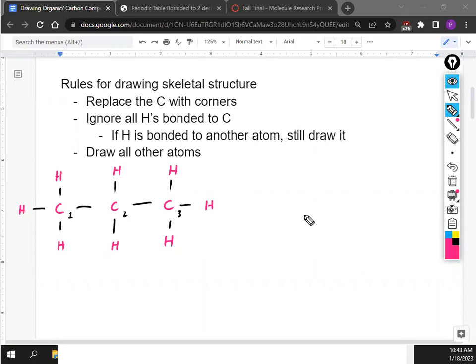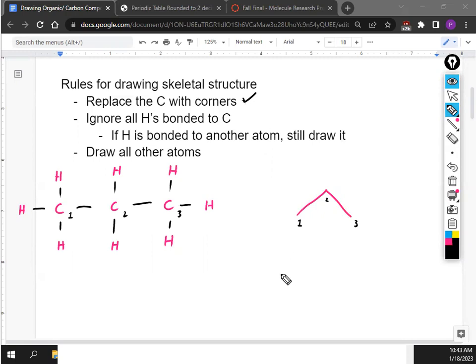All we're going to do is draw these diagonal lines and make sure that we have 3 corners. This one will be our first corner. So corner 1, corner 2, corner 3. If you notice, there's 1 corner, 2 corners, 3 corners. That's the shape that you want to make. Again, there are 3 carbons, so we're going to make 3 corners. That's step 1.